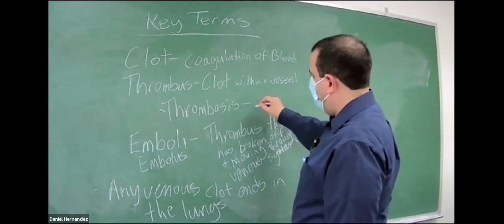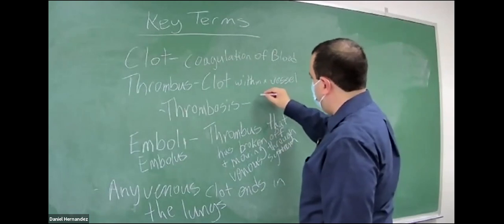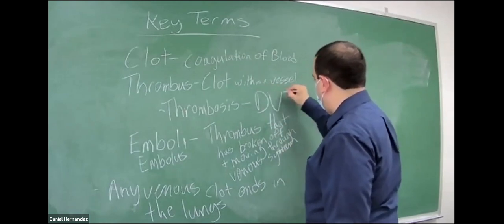So thrombosis is the name of the condition for a clot occurring within a vessel. That's how we get our term DVT, deep vein thrombosis.